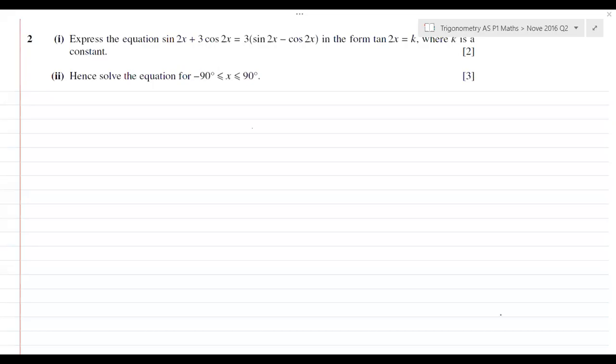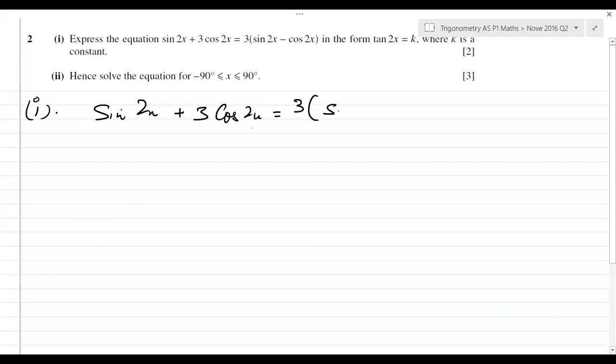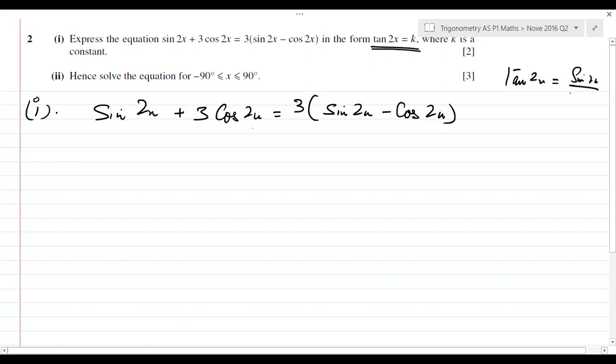Okay, so now we have November 2016, question number 2, part 1. Express the equation sine 2x plus 3 cos 2x is equal to 3 multiplied by the whole bracket, sine 2x minus cos 2x, in the form of tan 2x. If this is going to be tan 2x, then we should be getting something as sine 2x over cos 2x, because that is going to give us tan 2x.